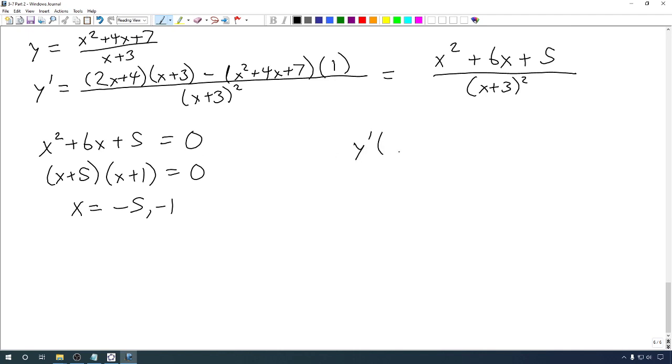We're going to go ahead and pick test points. We're going to say y prime of, from negative infinity to negative 5, we can go ahead and pick negative 6. For negative 5 to negative 3, there's only one integer to work with, so we'll put a negative 4. From negative 3 to negative 1, we can just pick negative 2. And from negative 1 onward, 0 is probably the nicest number to pick. So let's go ahead and start with 0.